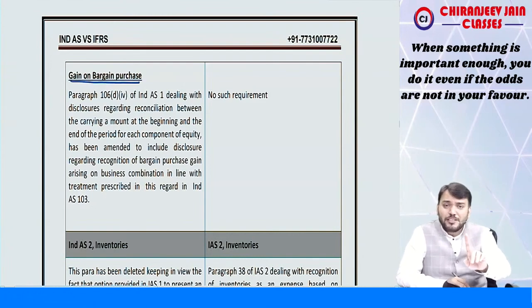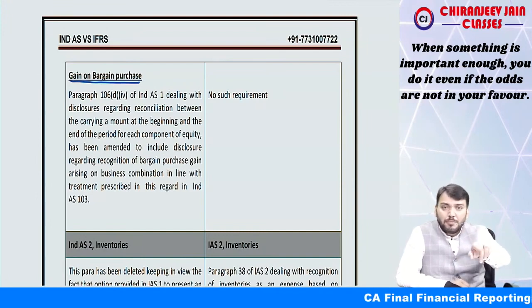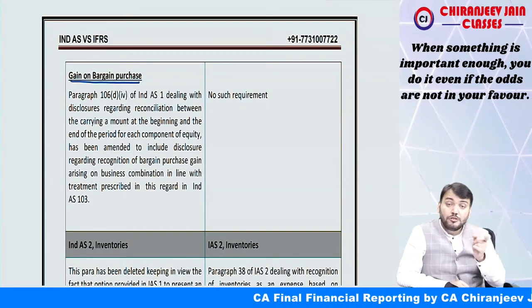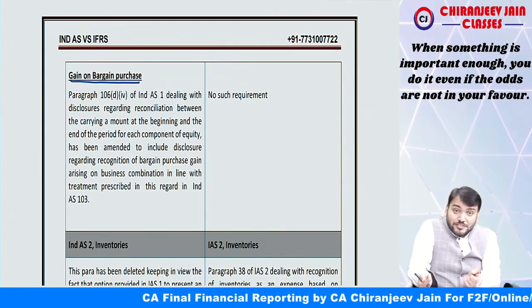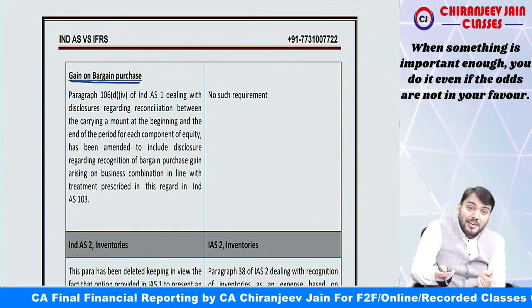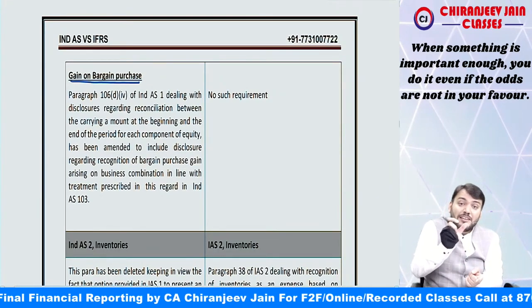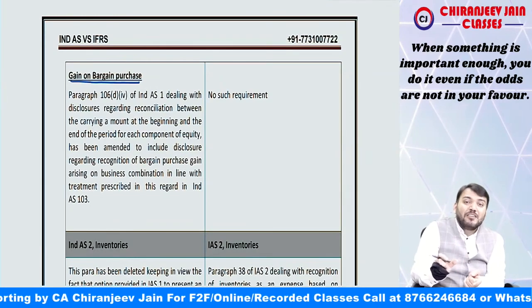Now, one thing we have understood: gain on bargain purchase is transferred to capital reserve under Ind AS and is transferred to P&L as per IFRS 3. Correct? So because it is transferred to capital reserve under Ind AS, Ind AS 1 says a reconciliation is required for capital reserve for this gain on bargain purchase.